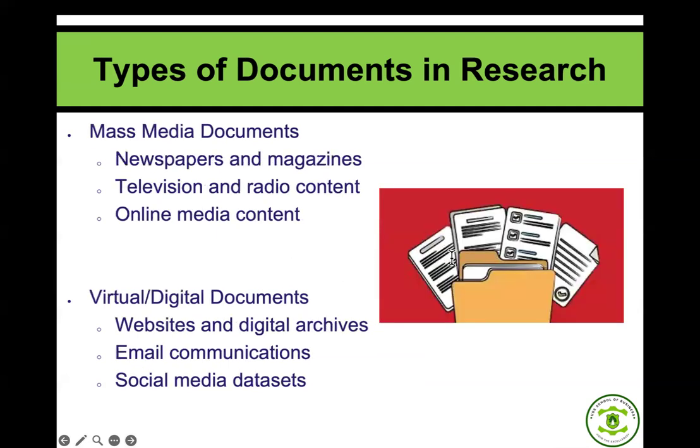We also have another category, which we can refer to as mass media documents. For mass media documents, we have three main types: newspapers and magazines, which provide contemporary coverage of events and issues. Then we have television and radio content, and this includes broadcasts, shows, and advertisements. Then we have online media content, which represents the digital evolution of traditional mass media.